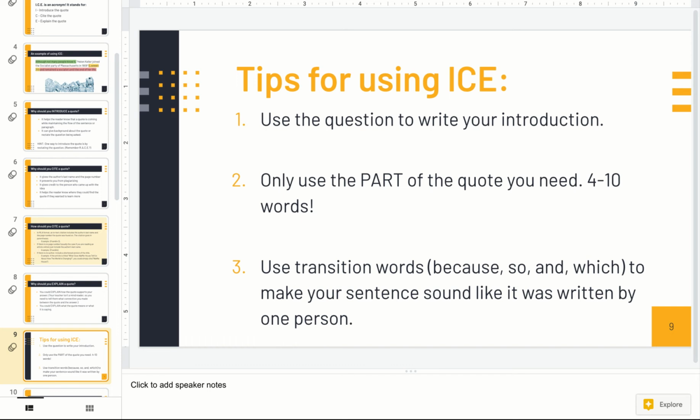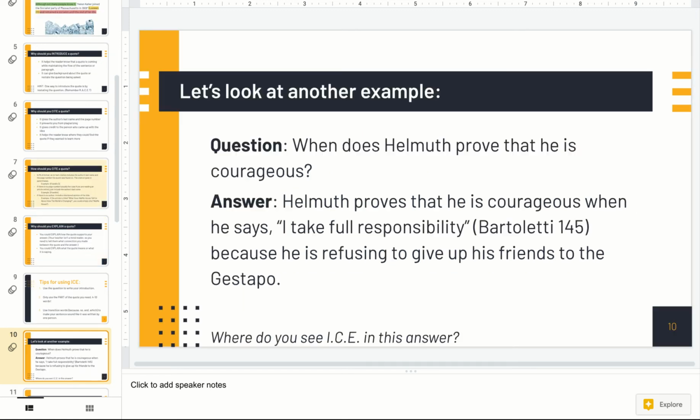Some tips for using I.C.E. One, use the question to write your introduction. This is the same as that RACE strategy. Two, only use the part of the quote that you need. I would suggest 4 to 10 words maximum, okay? There's some exceptions to that, but in general, you should really just look at what part of the quote you need to make your point. Remember, with I.C.E., you want to use transition words like because, so, and, which to make your sentence sound like it was written by one person. It should be cohesive and clear.